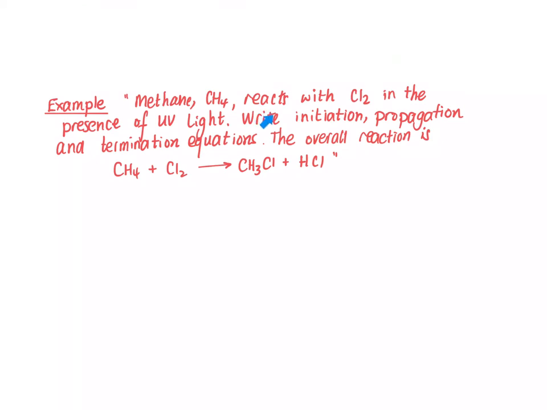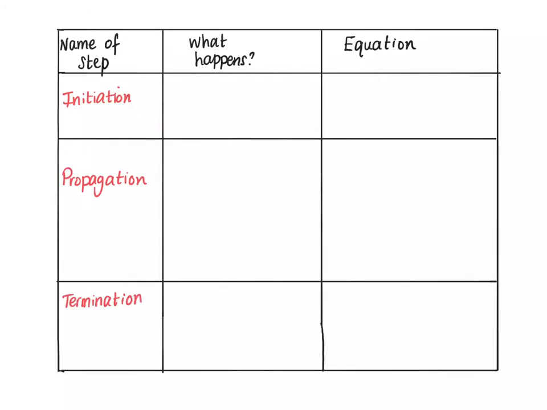So the key part of this question is we're going to have to write three different sets of equations: an initiation equation, propagation equations and termination equations. So the three steps are initiation, propagation and termination. So in the initiation step, a molecule goes to two radicals, and throughout this whole thing, molecules will be colour-coded blue and radicals are going to be colour-coded green.